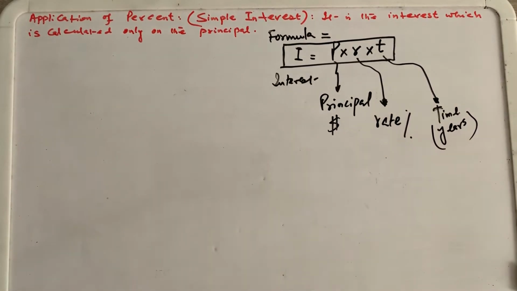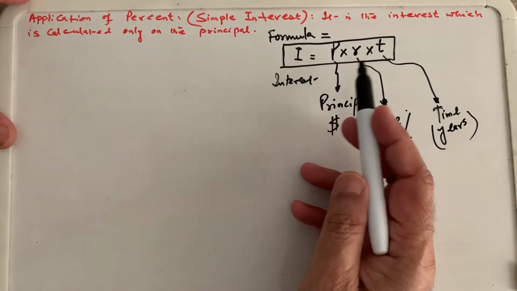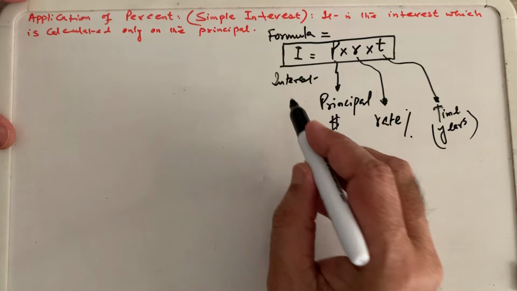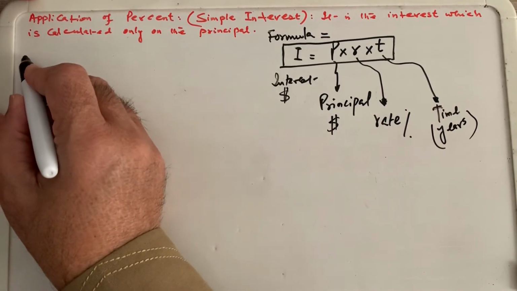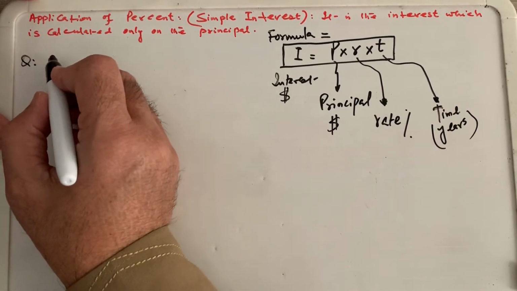All right, so now we move forward. We have the formula I equals P times R times T. Everything is clear. I is interest in dollars, which you get when you multiply the principal amount times the rate times the time period for which the money is borrowed or deposited in a savings account. You have to fix the rate with the bank, right? So for the application, I will give a simple question.